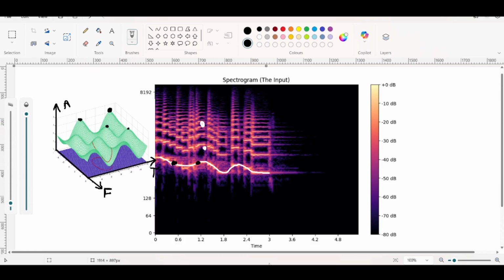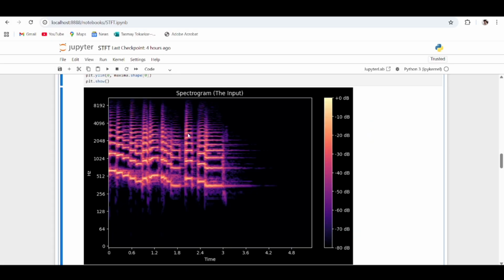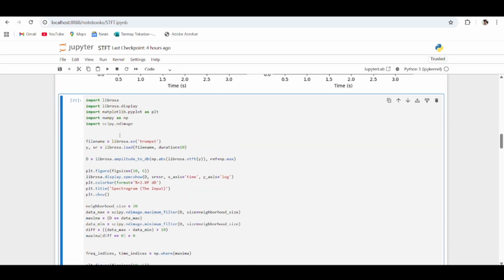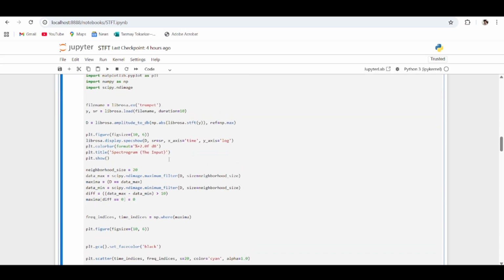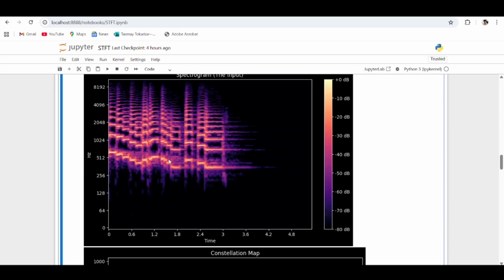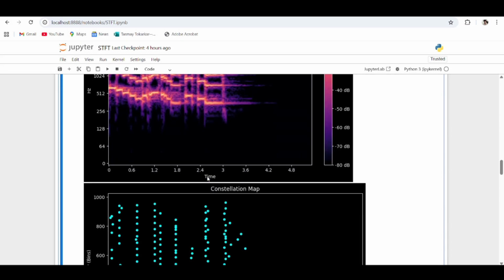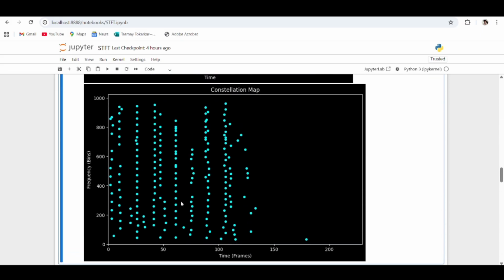So now I'll be showing you the actual constellation map of this spectrogram. This is the spectrogram of the trumpet signal. I've taken the trumpet signal from the Librosa library of Python. You can see the code over here. This is the spectrogram I showed, and this is the corresponding constellation map. As you can see, this constellation map has a lot of dots.